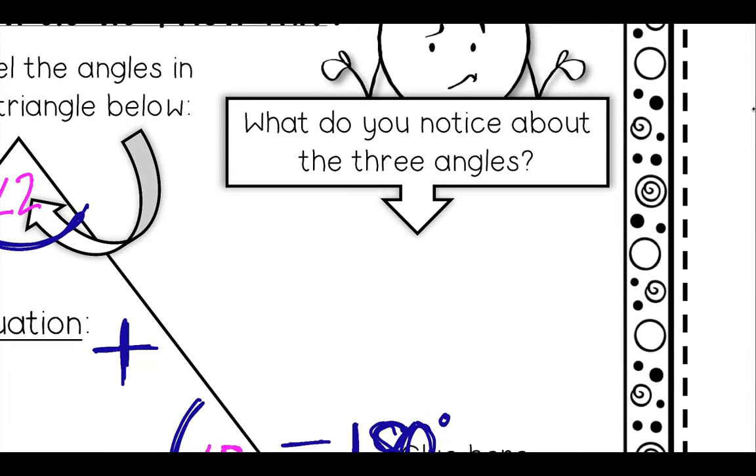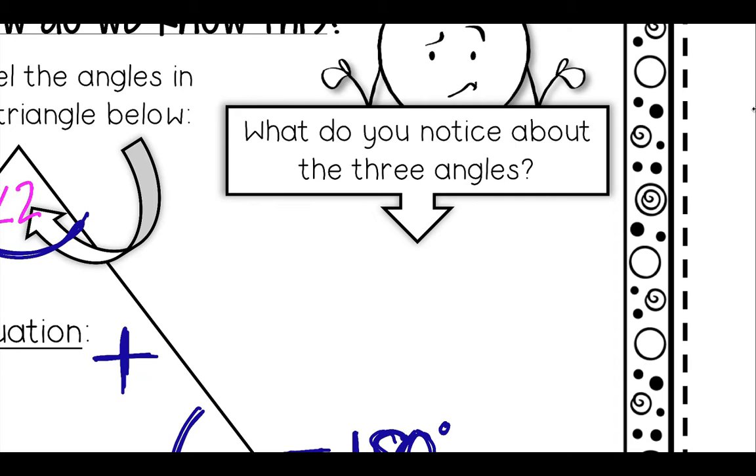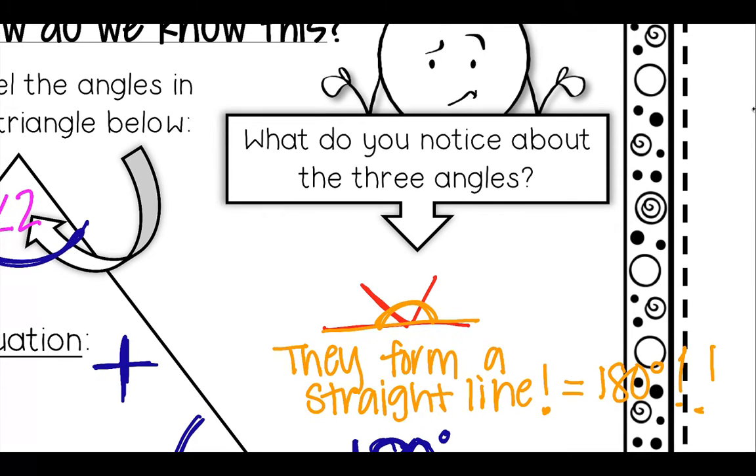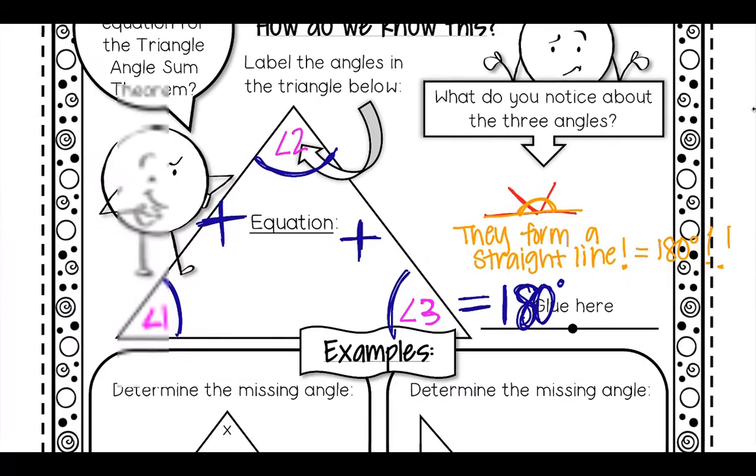And we saw from the video, what do we notice about the 3 angles? Well, when we put them all together, all 3 angles are always going to equal this straight line here. So these are always going to form a straight line, which is equal to 180 degrees. So that's kind of the math behind it.